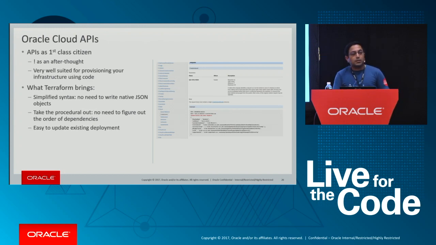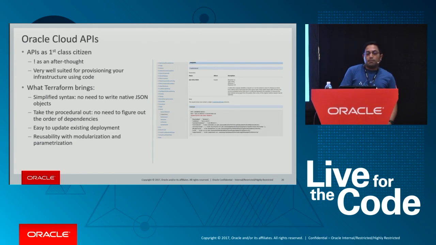And it also makes it quite easy to update an existing deployment. So for example, let's say you have a compute that is running a pair of web servers. Suddenly you experience an increase in traffic, so you want to double this. All you need to do is change your parameter and run the apply, and Terraform will figure out that, okay, I need to provision an additional pair of web servers, and it will do that automatically for you, right?